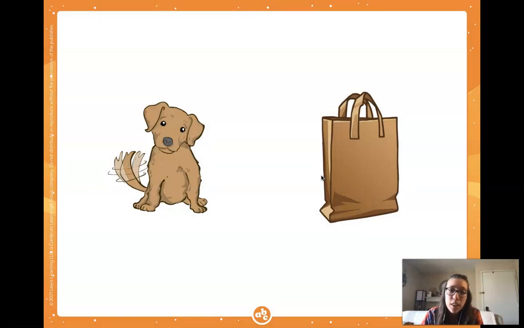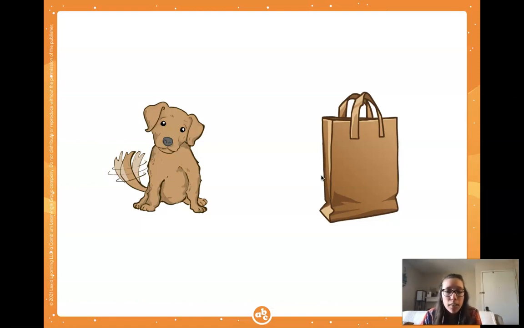Awesome job, friends. So now let's see how these words are the same and how they're different. We have a picture of wag and a picture of bag. What is the same about the words wag and bag? That's right, they have the same ending. These words rhyme, so they both have the ag ending. B-ag and w-ag both end in ag.